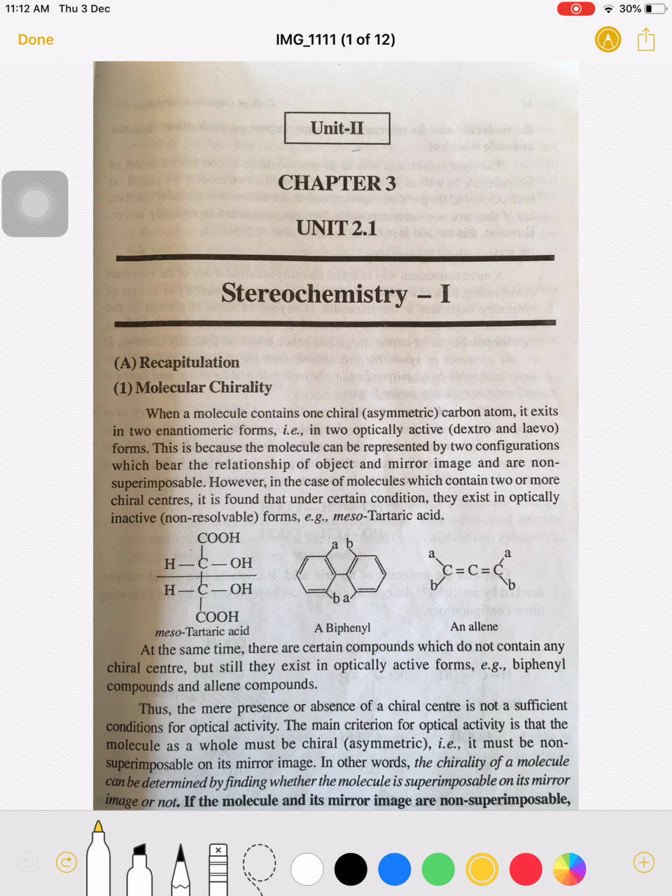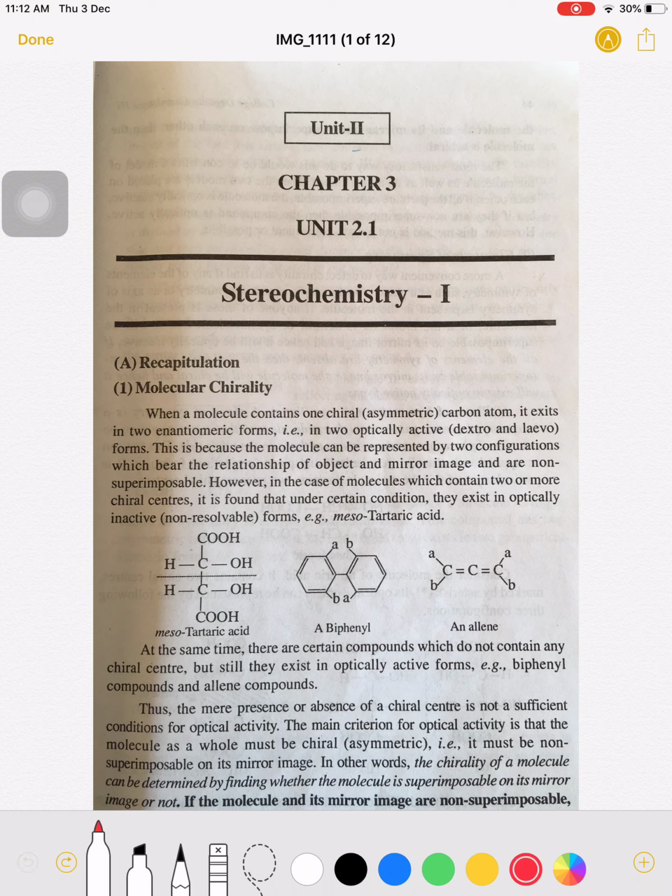Along with that, you know what is meant by enantiomers and what is meant by diastereomers, why enantiomers are optically active and why diastereomers are optically active. All these points were discussed in the FY class. Now let's begin with this molecular chirality.